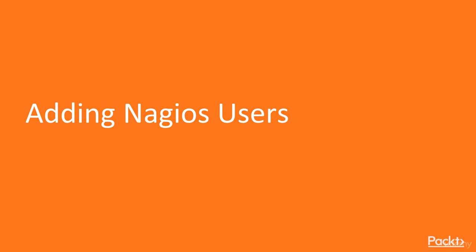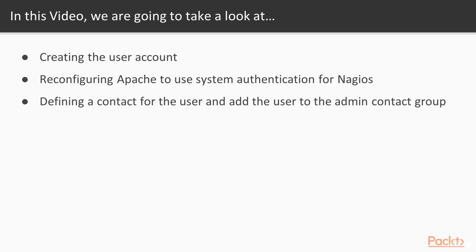In the previous video, we installed Nagios. In this video, first we will create the user account, then reconfigure Apache to use system authentication for Nagios, and finally define a contact for the user and add the user to the admin contact group.